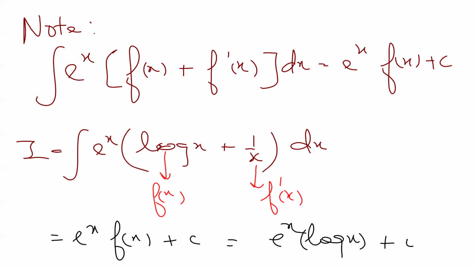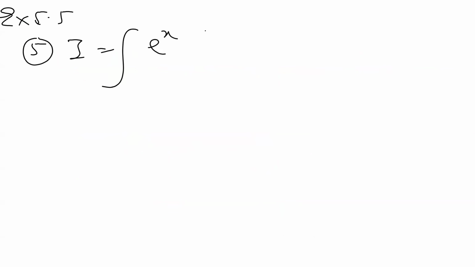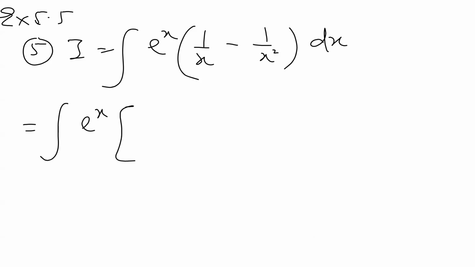Next problem. Exercise 5.5, question number 5. Integration e raised to x, 1 upon x minus 1 upon x square. E raised to x is there in the problem. See how I am writing.